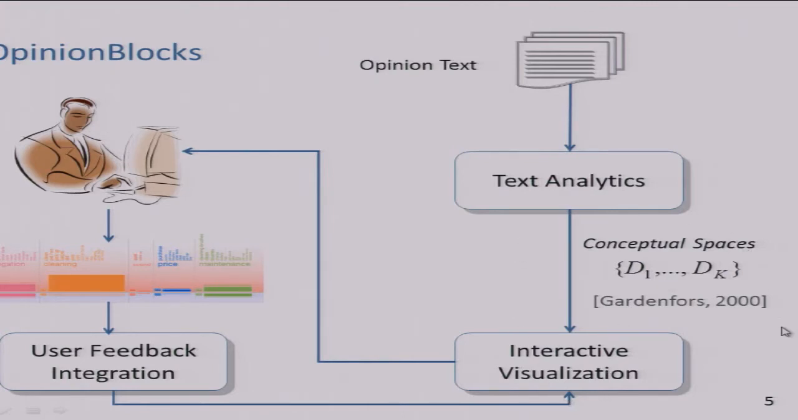Then we have an interactive visualization engine which converts this conceptual space into an interactive visual summary of the opinion text. The user can interact with this visual summary to derive insights at multiple levels. In addition to interacting with the information itself, the users can also make corrections to the generated visualization to fix system analytic errors generated by the text analytics engine. The hope is to use the user feedback to gradually improve the overall quality of the system.